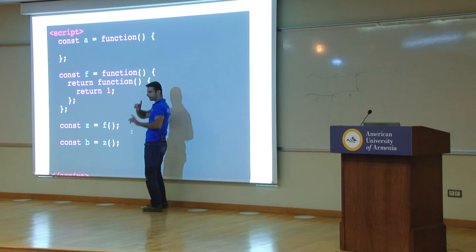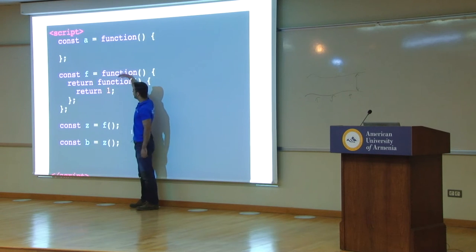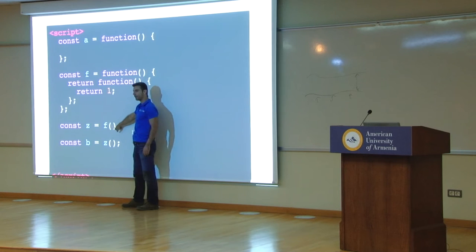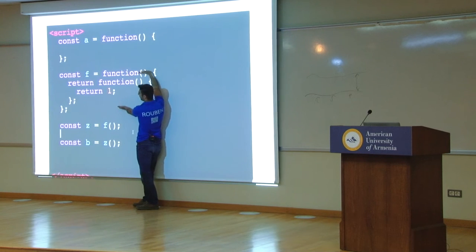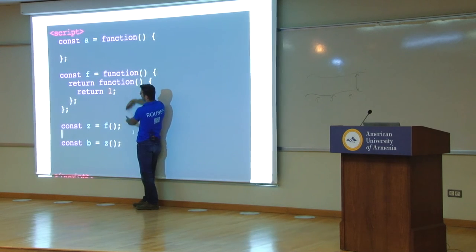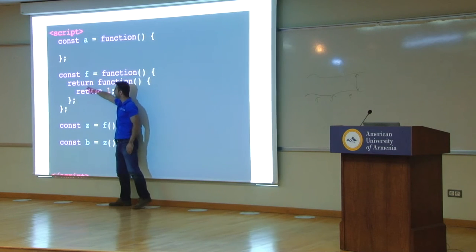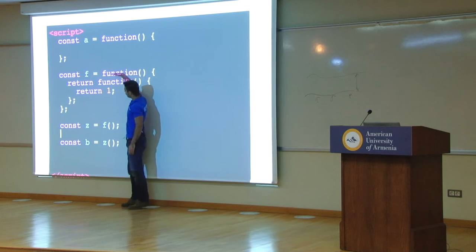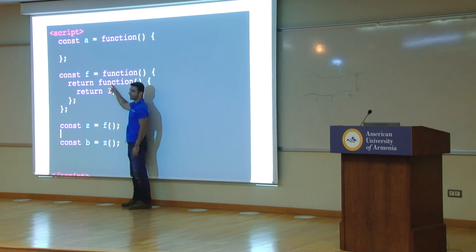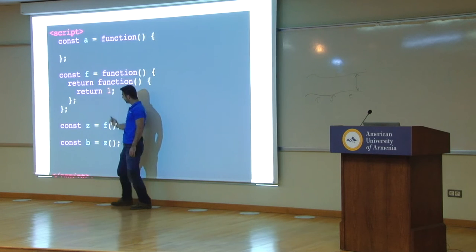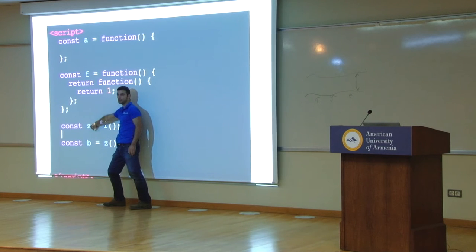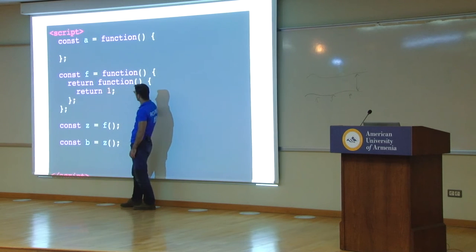Okay, look. f has a function in it. This is the function that's inside of f. Look, I call f, the body of f, this function, runs. The body of the function says return, the body being this start and this end, all the code in between. It runs. It says return that. So this turns into this function and gets put into z. So now z has this function in it.